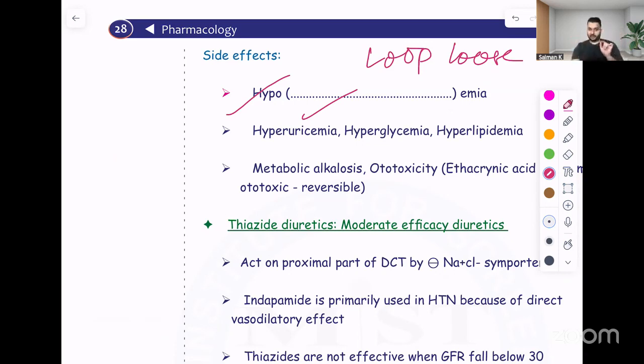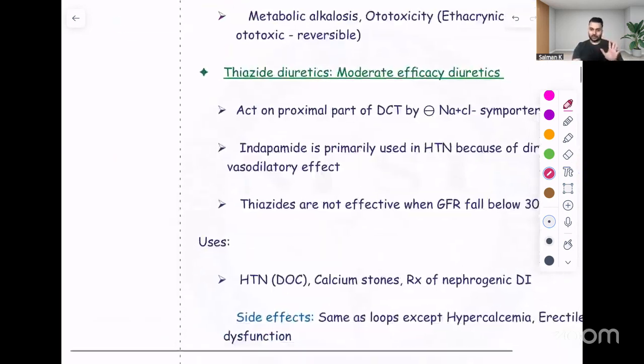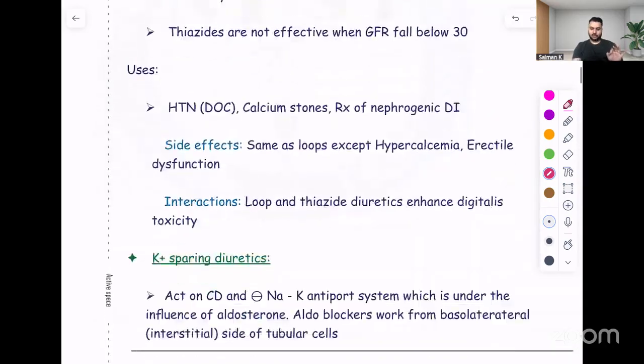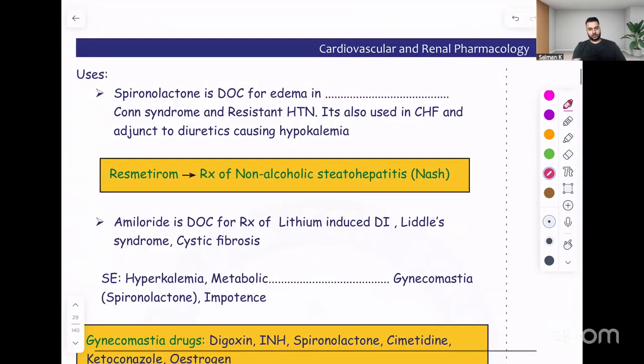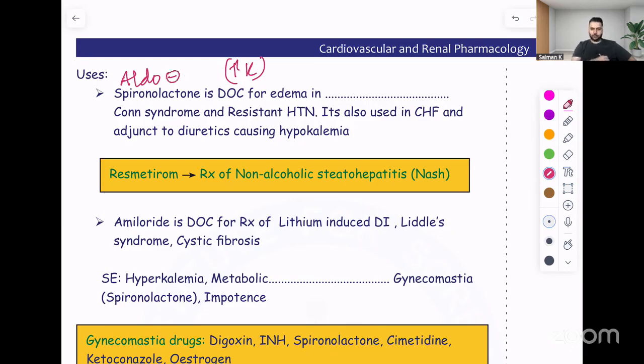Exactly one difference here with thiazide is they also lose pretty much everything, with one difference. What is that, sir? They save calcium. Thiazides will save calcium. That's it. Okay. Now coming to potassium sparing diuretics. Why are they called potassium sparing? Because they increase potassium in the body. Okay. So we have drugs called aldosterone blockers, example spironolactone. This is the drug of choice for edema in cirrhotic patients. Conn syndrome, what is Conn's? Too much aldosterone, and resistant hypertension. That is where you're going to see this.